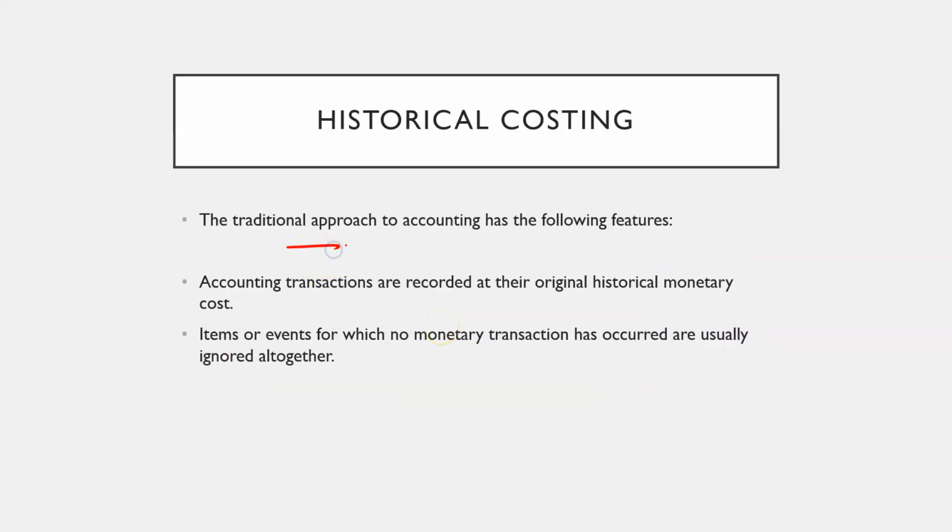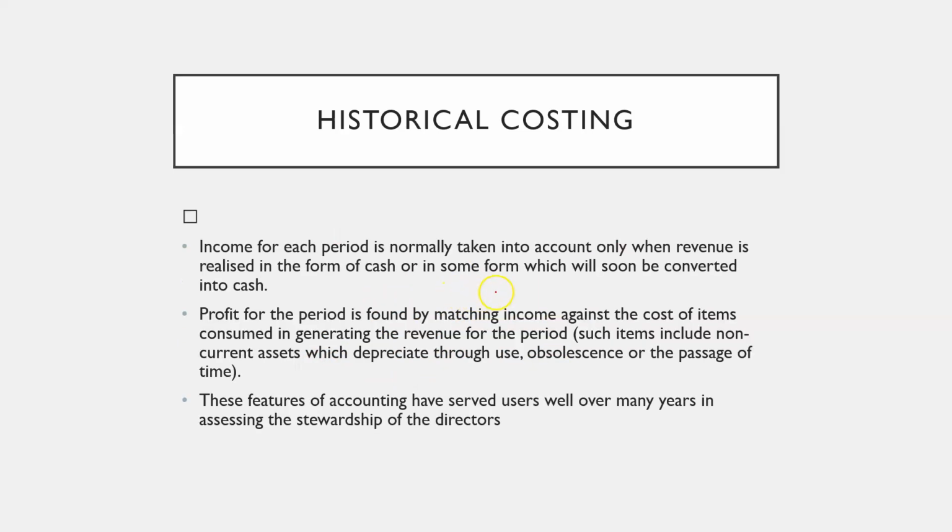So the traditional approach to accounting has the following features. Accounting transactions are recorded in the original historical monetary amount. Items or events with no monetary transactions are ignored, which is typically the case. We have money measurement as an accounting concept, so if we can't measure it with money, we can't recognize it. And we just match income and expense over the period and then depreciate over the passage of time. These features of accounting have served users well over many years.